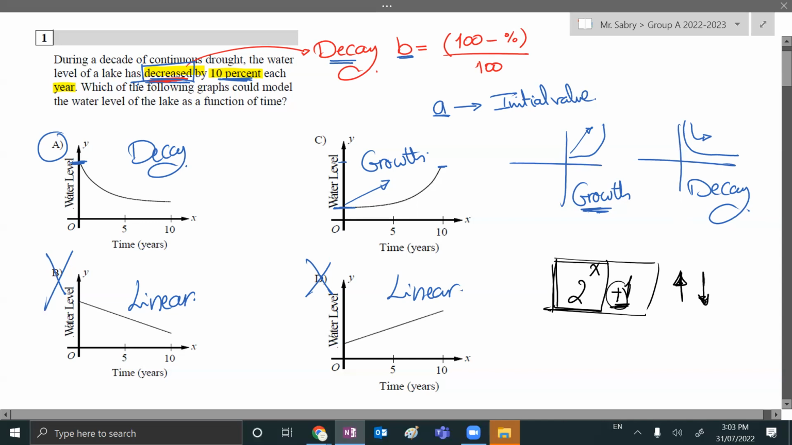Since this is positive 1, this means that I go up 1 unit. If it was negative 1, I would go down 1 unit. And this is what we call transformation, and I'll discuss this in detail.